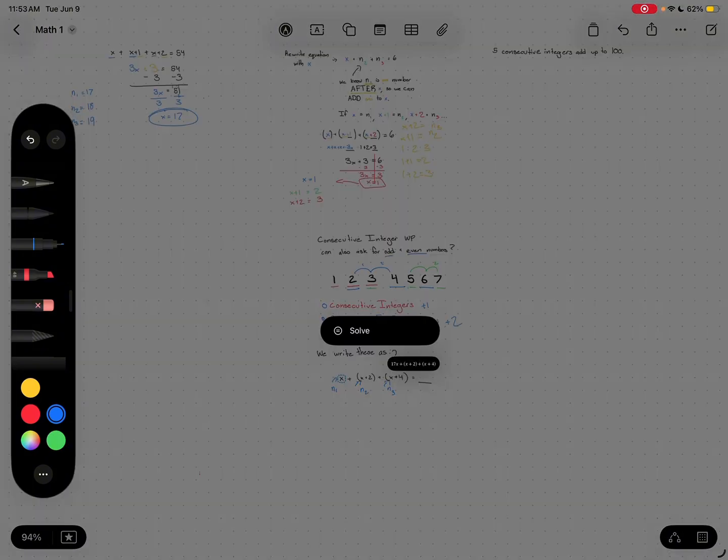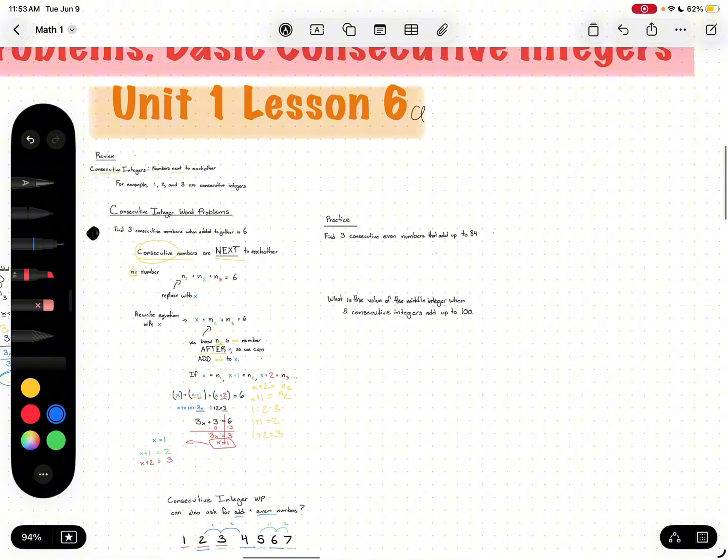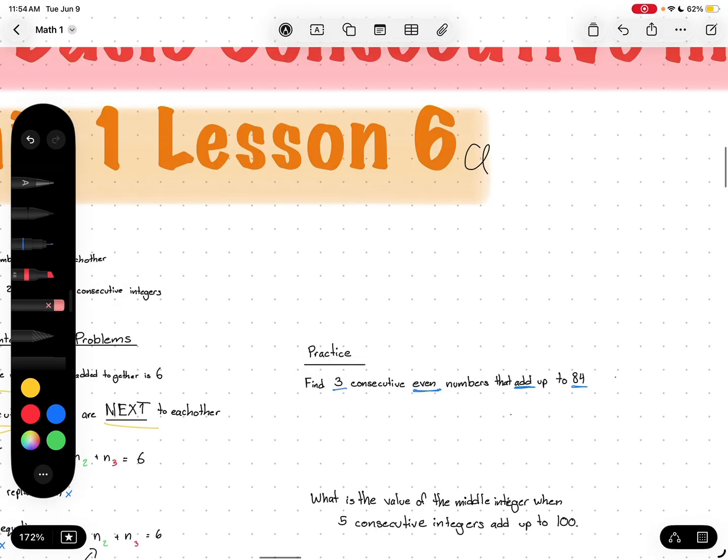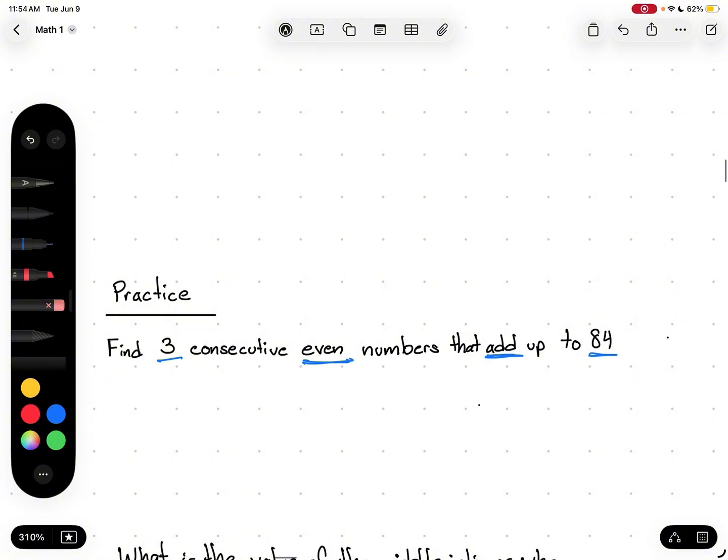And let's do a problem up here. We have 2 problems. Find 3 consecutive even numbers that add up to 84, which means that these 3 numbers will add up to 84, and they are 2 away from each other because they're even numbers. So let's immediately start with n1 + n2 + n3 = 84, and we add them together.